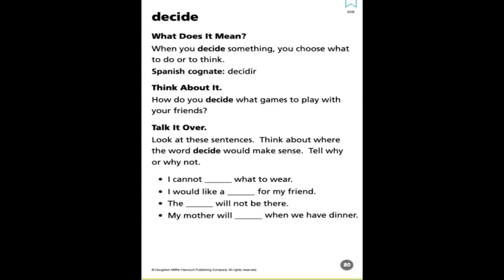Talk it over. So remember, we're going to fill in these sentences with the word decide and see if it makes sense. Ready? I cannot decide what to wear. Yes, that does make sense. I would like a decide for my friend. No, that one doesn't make sense. The decide will not be there. No, that one doesn't make sense either. And our last one, my mother will decide when we have dinner. Yes, that makes sense.